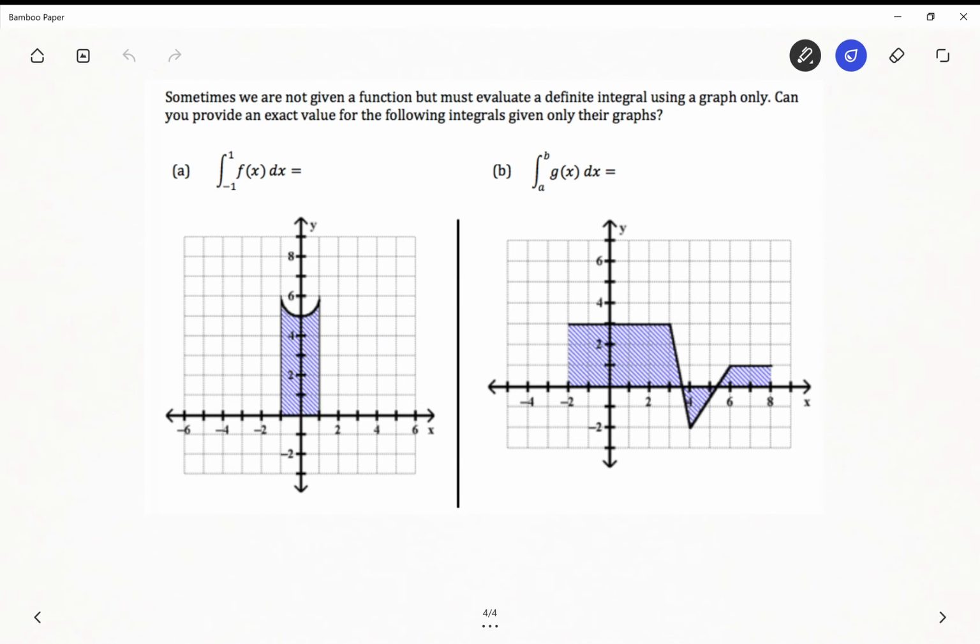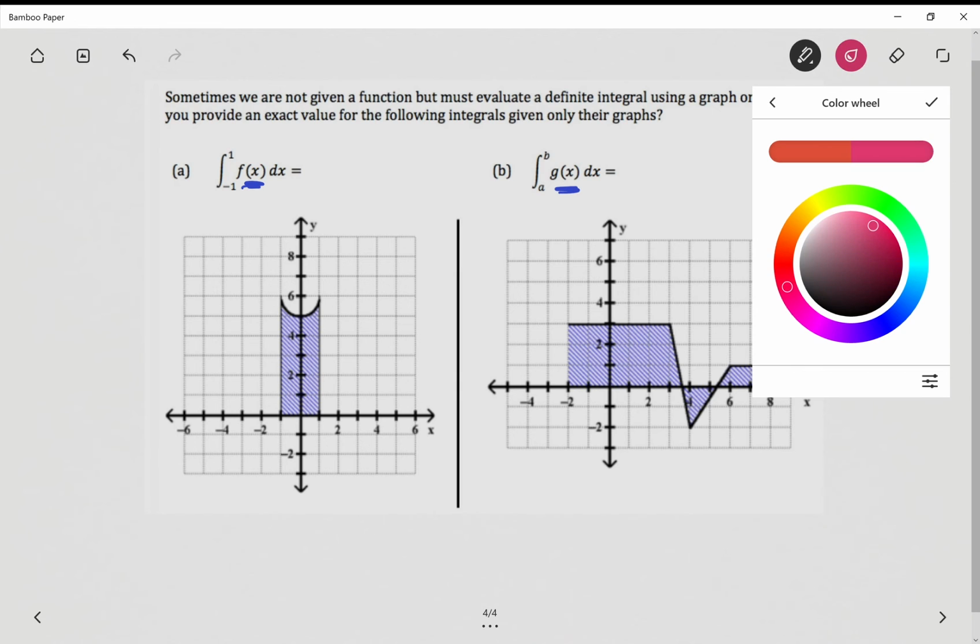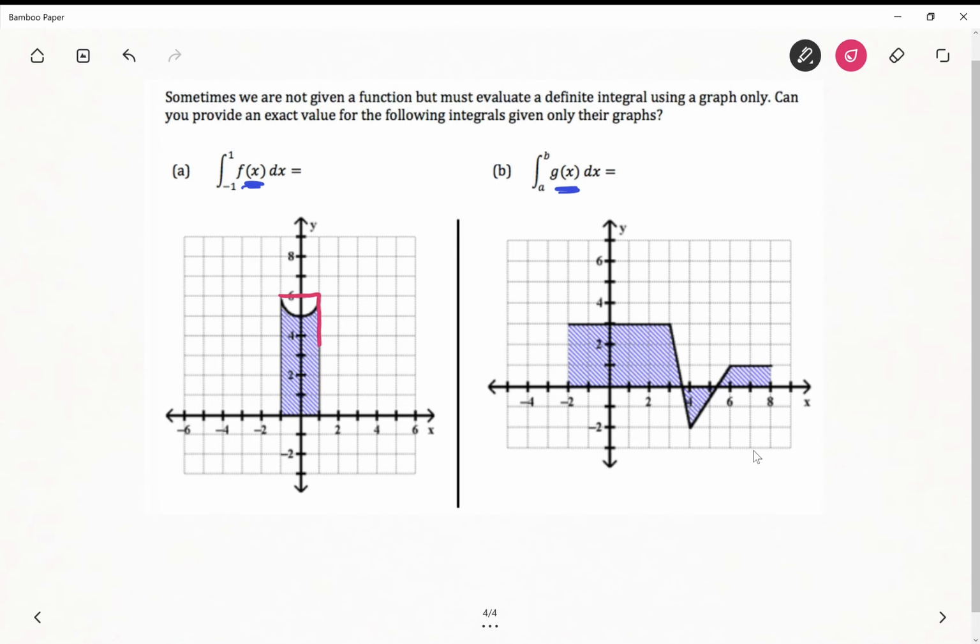Finally, this last example, we have two of them to look at. We see that they do not give us any function definition. We are solving this strictly using geometry. So here we see that there is a rectangle, and the rectangle has a height of 6 and a width of 2. So the rectangle area is 12. And we need to take away the semicircle from it.